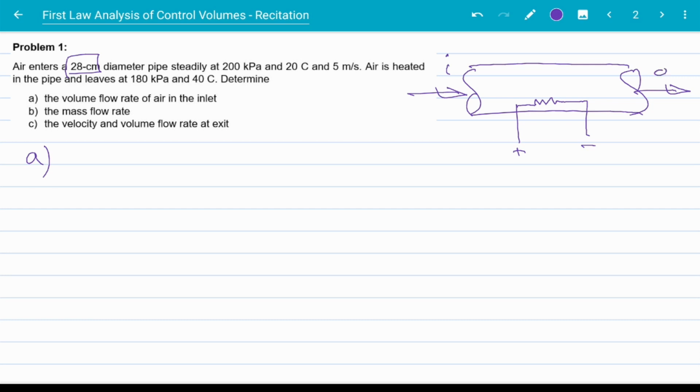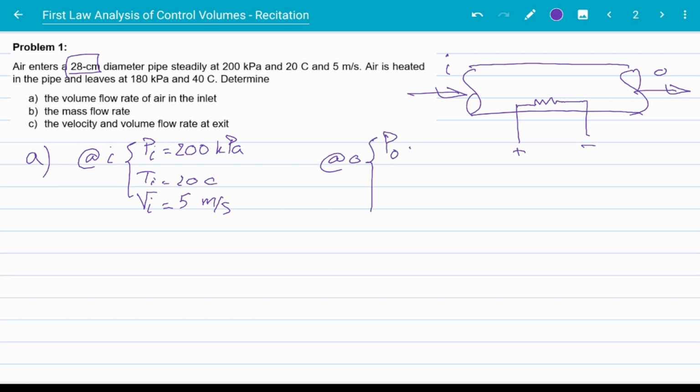So at inlet, what do we have? We have pressure is 200 kilopascals. Temperature is 20 degrees Celsius. And the velocity is 5 meters per second, right? At the exit or outlet, we know that the pressure is 180 and the temperature is 40 degrees. We don't know anything about the velocity at the exit.